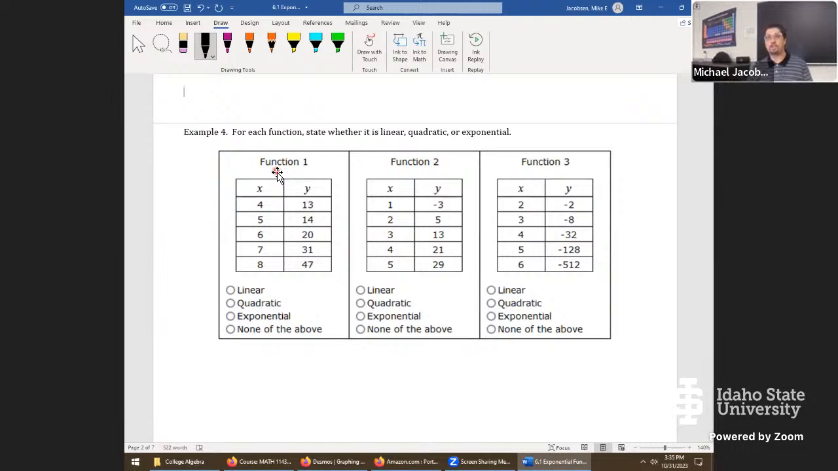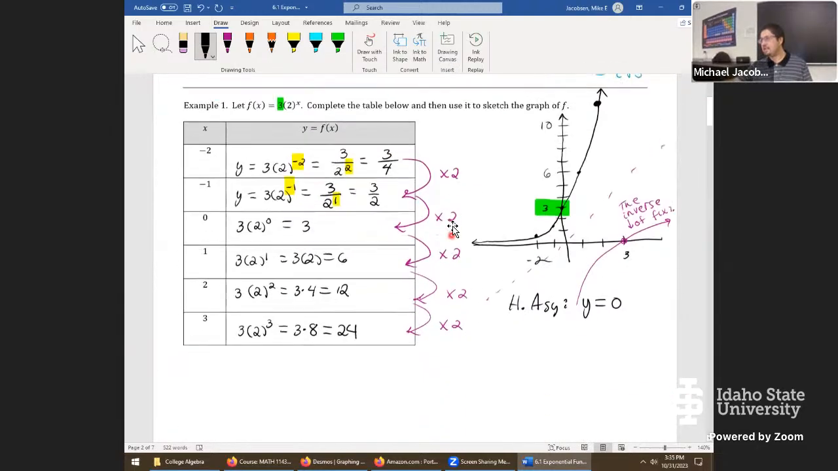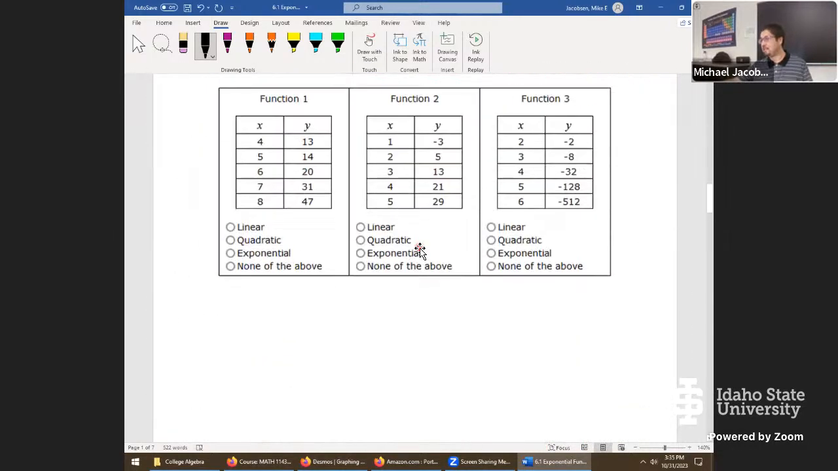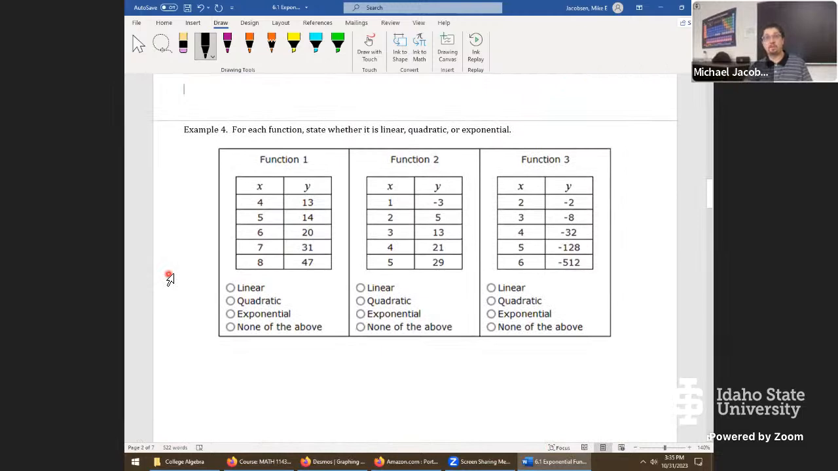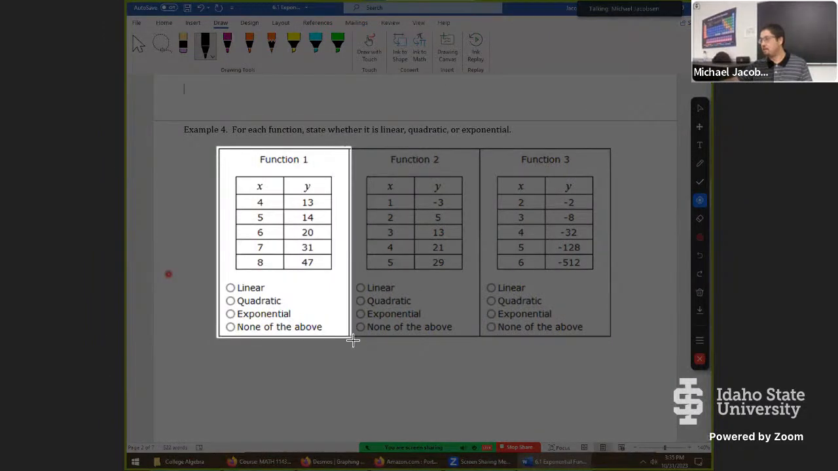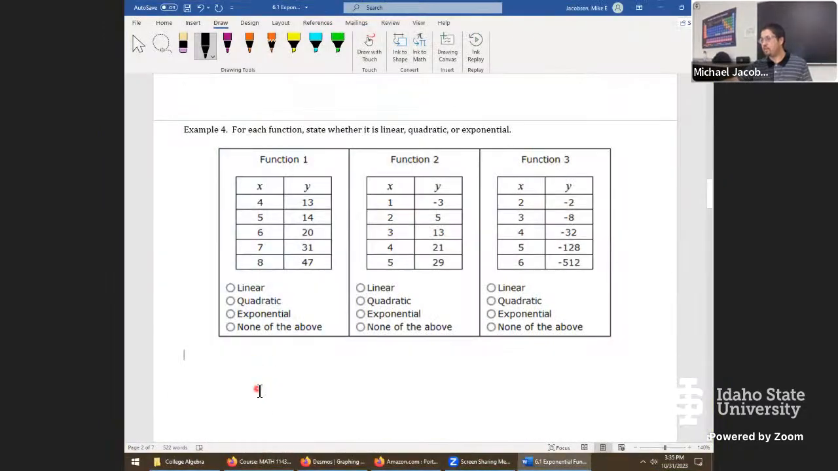Sometimes we can tell just by looking at it. A linear function has a constant rate of change. An exponential function has a constant ratio that we multiply by to get to the next values. But looking at these, this can be a pretty tough topic. This is how I would probably start this off. Let's focus on just one at a time. So function one, we want to determine if it's linear, quadratic, exponential, or potentially none of these things.